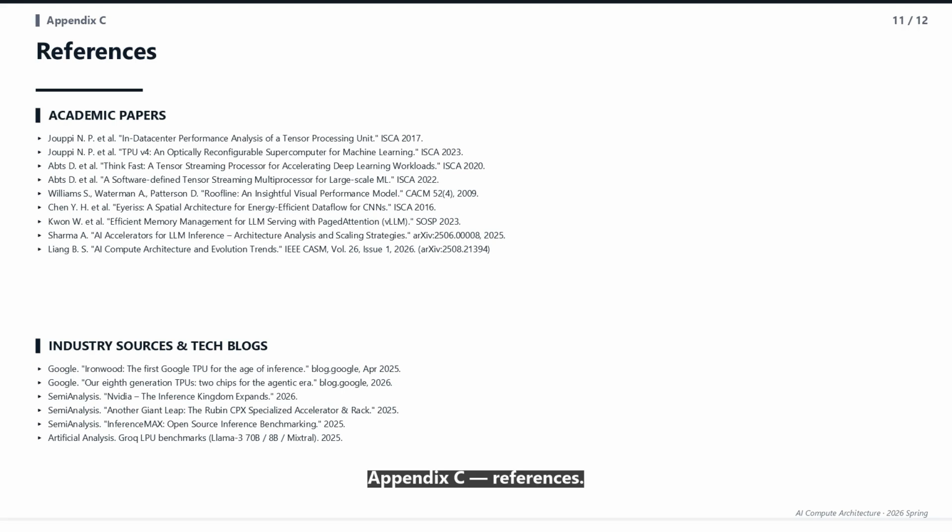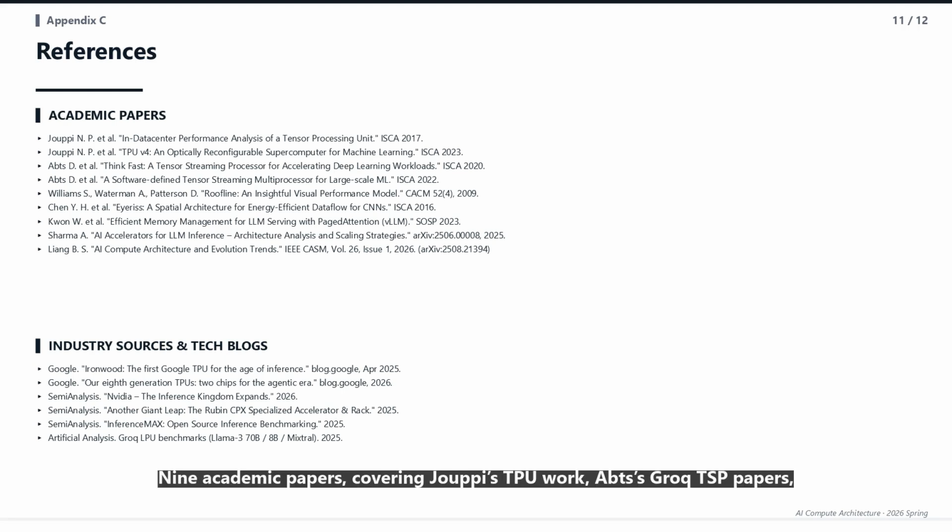Appendix C: references. 9 academic papers covering Jouppi's TPU work, Abts's Groq TSP papers, Williams's roofline model, Chen's Eyeriss, and Sharma's recent LLM accelerator survey. Plus 6 industry sources, Google blogs, SemiAnalysis deep dives and Artificial Analysis benchmark data.